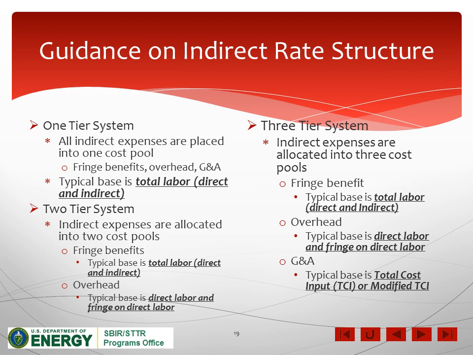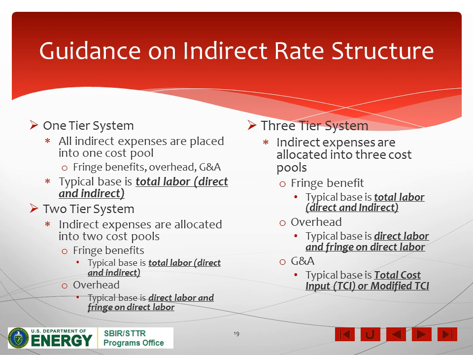A two-tier system is one in which indirect expenses are allocated into two cost pools. We typically see this using a fringe benefit, where the typical base is total labor, and overhead, where the typical base is direct labor and fringe on direct labor. This structure is popular for a grantee that may want to segregate the fringe benefits from the overhead costs and use two rates.